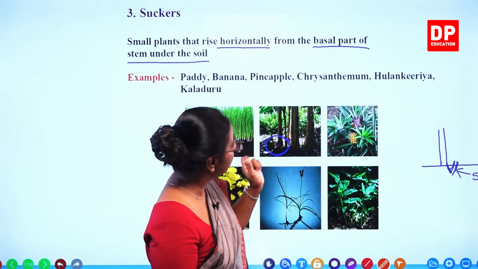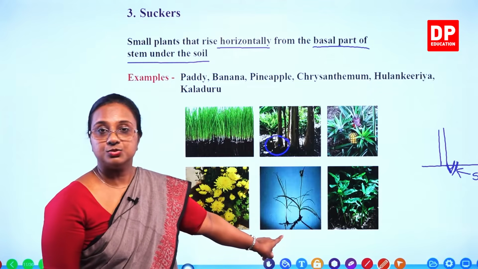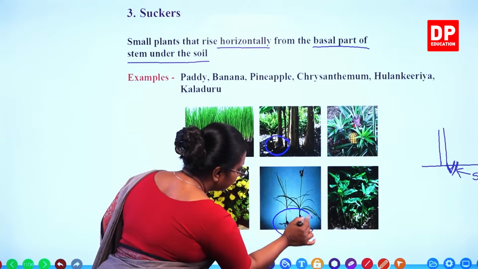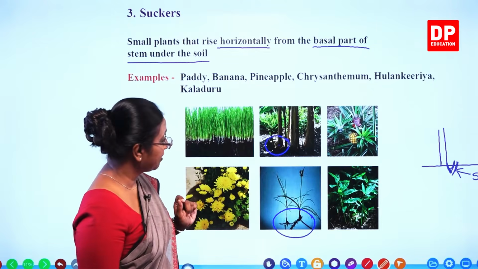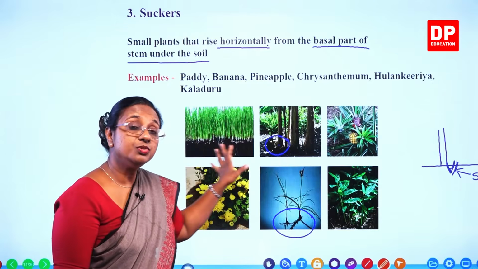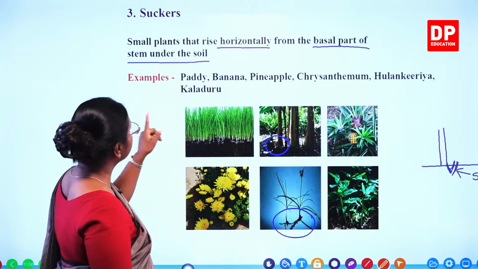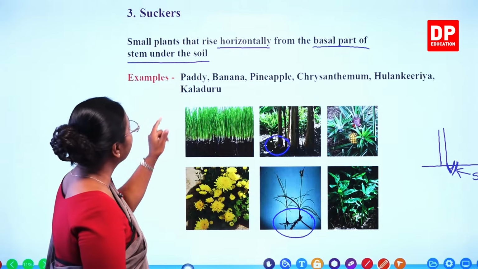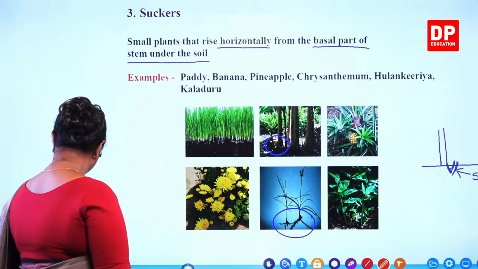Then we have hulankiria. That is this. Hulankiria and kaladuru is this one. So those are also plants. Here you can see this part of the plant. That is by suckers. The stem comes out horizontally. So that is again an example for suckers. So these are vegetative reproduction by suckers. You all have to remember the examples: paddy, banana, pineapple, chrysanthemum, hulankiria and kaladuru. Those are the plants. With that, we will move on to the next one.